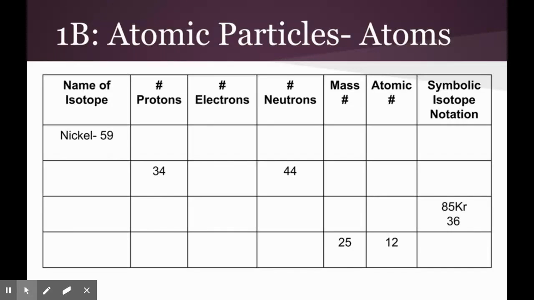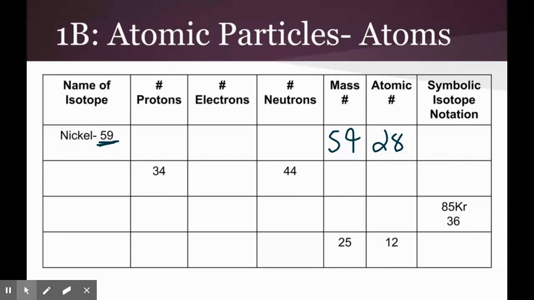Okay, so our first line here, we have the name of the isotope, which is nickel 59. If we look at the periodic table and we look for nickel, we find that its atomic number is 28. And the mass number from the periodic table, the average atomic mass, is 58.69. But we're given the mass number here under the name of the isotope, so we want to use that mass to fill out the information for this table. So the mass number is 59.